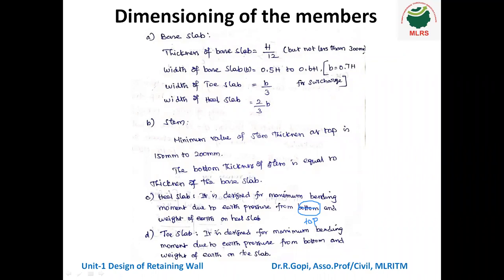Okay, so next coming to the toe slab, it is the bending moment due to the earth pressure from bottom and the weight of the earth on the toe slab. So these are all the things, the preliminary dimensions. This is the first step in the case of a cantilever retaining wall, arriving at the preliminary dimensions.